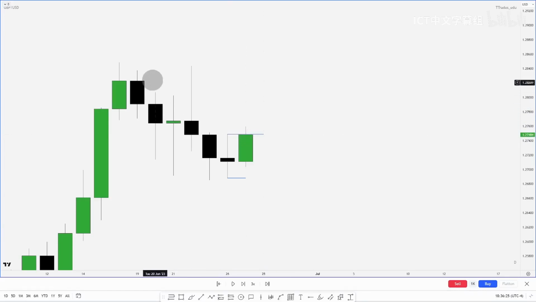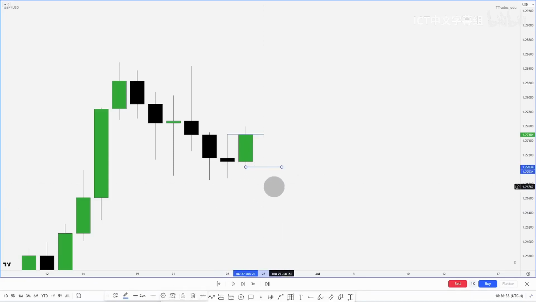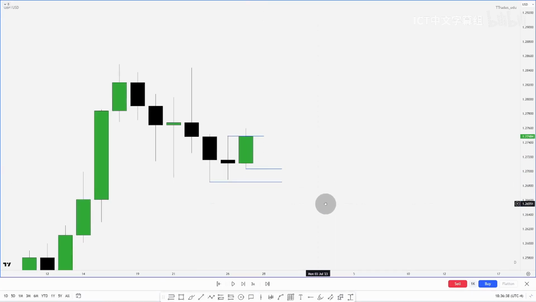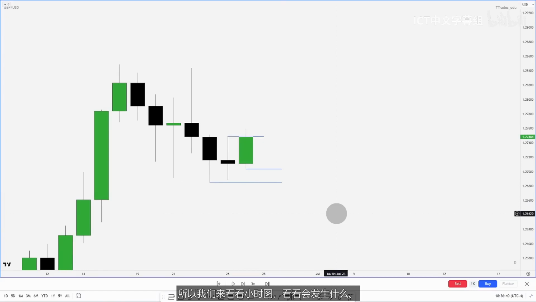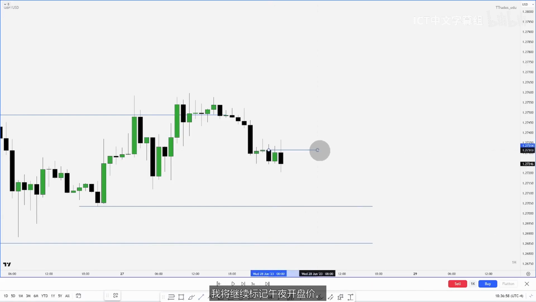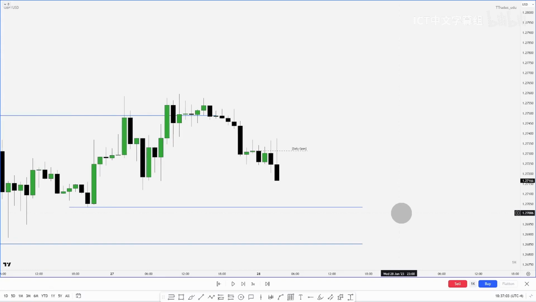So what can I expect? We're already in a bearish trend. I'd want to see price reach where? Lower. So I can either look for previous day low, or I can look for a swing point in the market right here. So let's drop down to the hourly time frame and see what happens. So here we are on the hourly time frame. I'm going to go ahead and mark out midnight opening price, and let's see what happens.